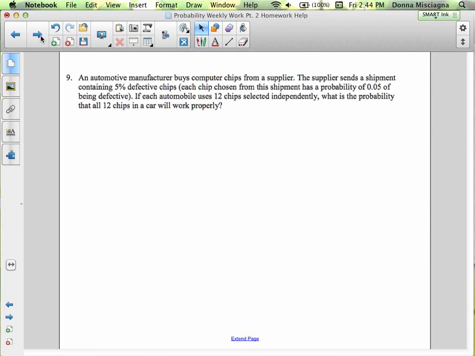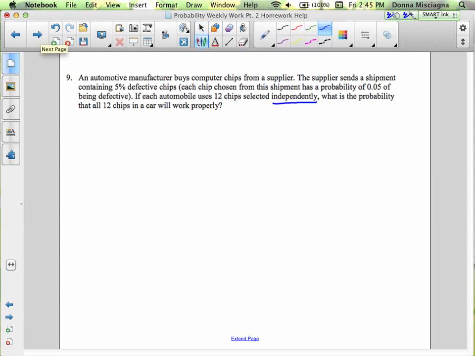An automotive manufacturer buys computer chips from a supplier. The supplier sends a shipment containing 5% defective chips. Each chip chosen from the shipment has a probability of 0.05 of being defective. If each automobile uses 12 chips selected independently, so what kind of events are these? What is the probability that all 12 chips in a car will work properly? All right, so if it says independently, does one chip have any bearing on the next chip? Right?